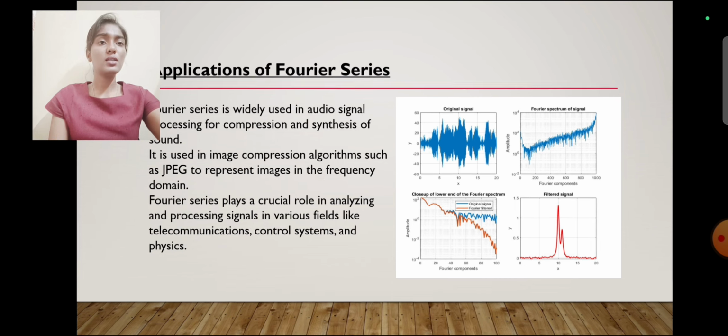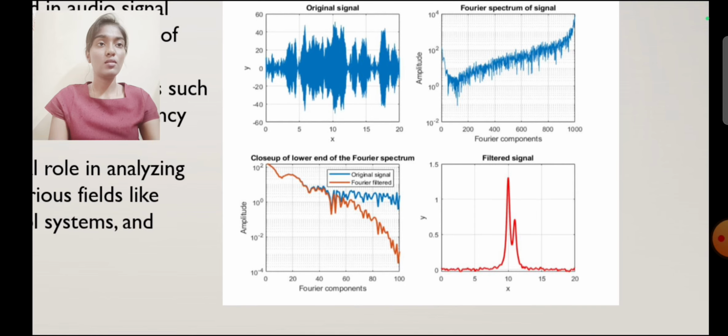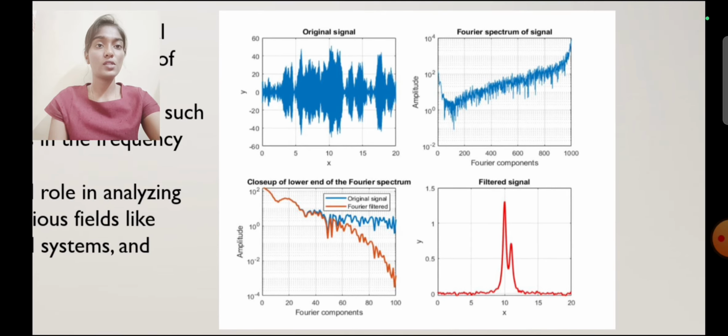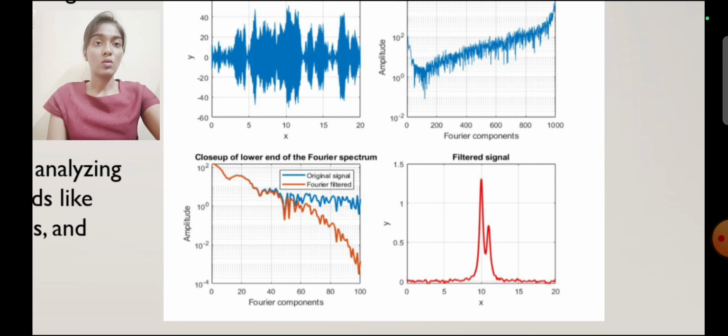You can see the original signal, the Fourier spectrum of the signal, a close up of the lower end of the Fourier spectrum, and the filtered signal.